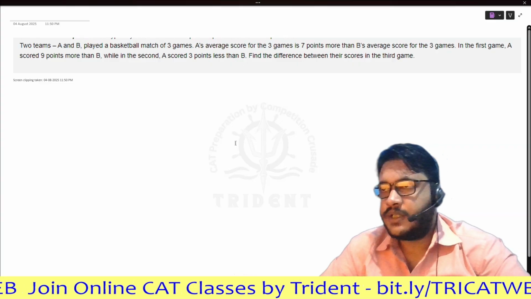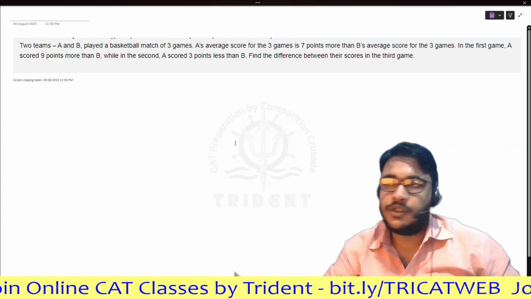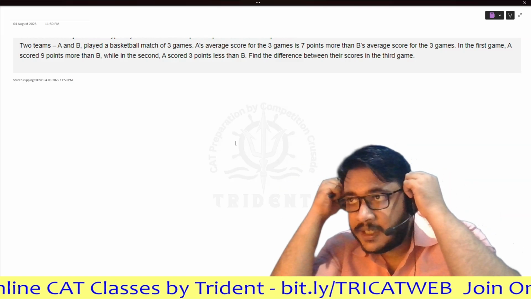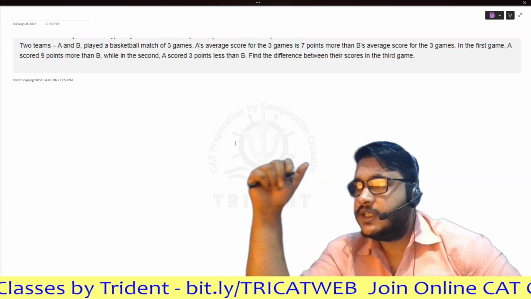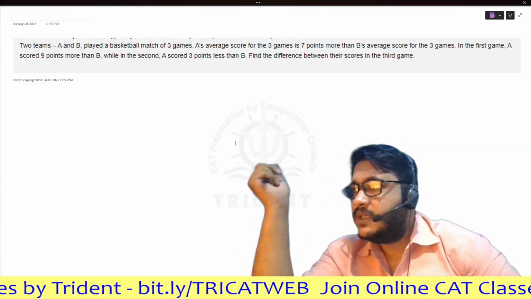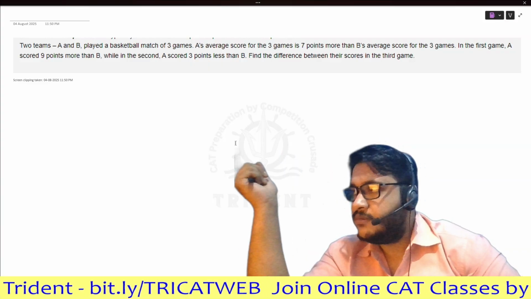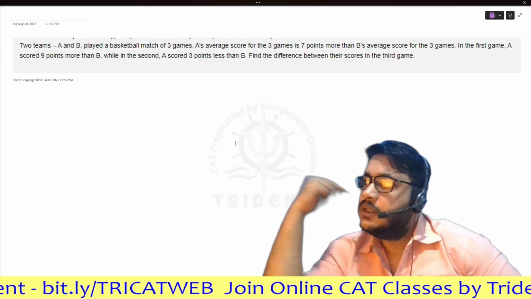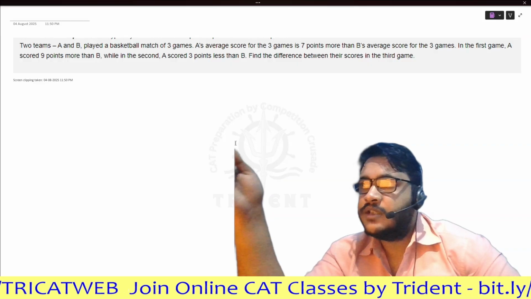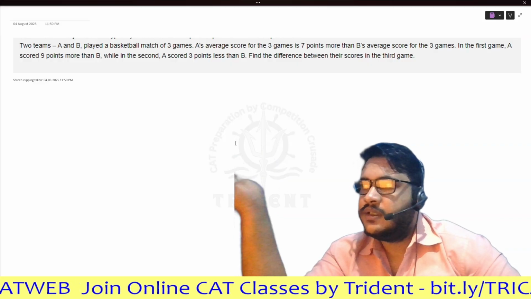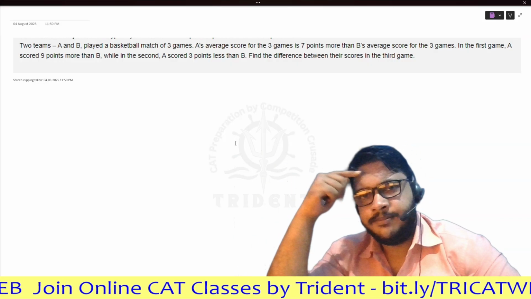There are two teams, A and B. The next question, they played a basketball match of 3 games. A's average score for the 3 games is 7 more than B's average score for the 3 games. In the first game, A scored 9 points more than B. In the second, A scored 3 points less than B. Find the difference between their score in the third game.